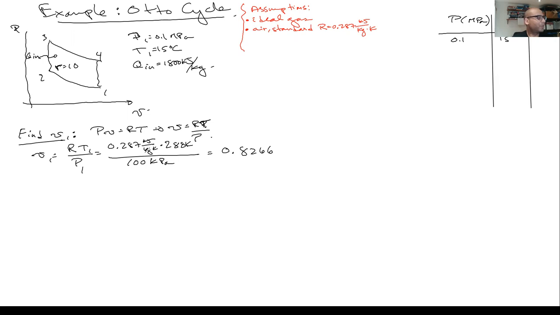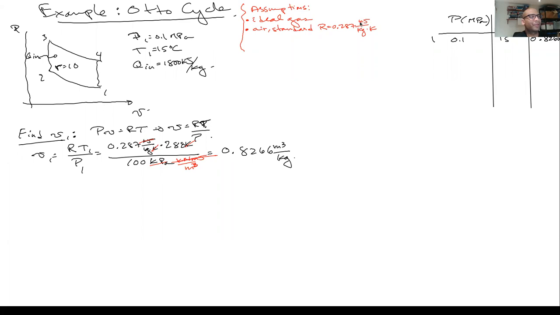This gives me 0.8266. And what are our units? The Kelvin, here I'm going to hash those in red. So Kelvins go with Kelvin. A kilopascal is a kilonewton per meter squared, so I'm going to add a meter cubed. And a newton meter is a joule, so this is kilojoules per meter cubed. So the kilojoules go with the kilojoules, and this is meter cubed per kilogram. There you go. So I've got the first specific volume, 0.8266. This is at state one.